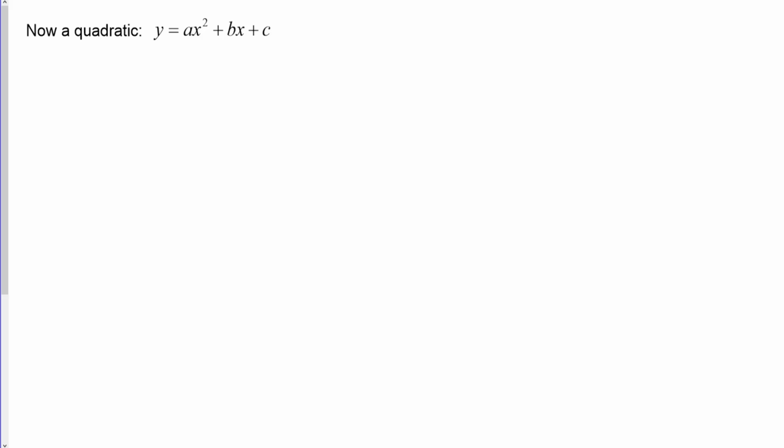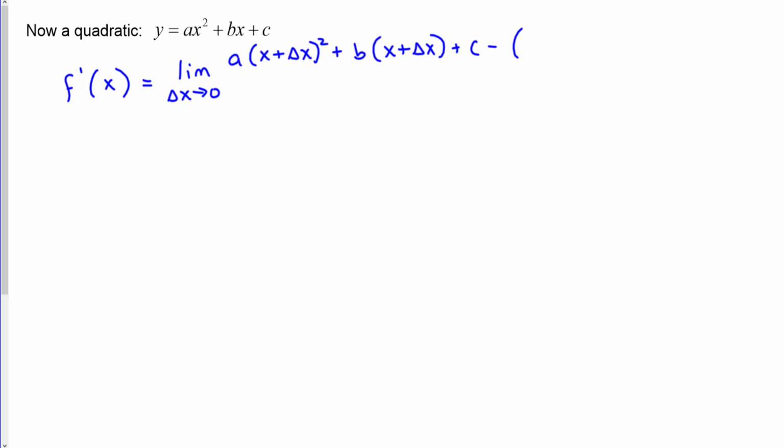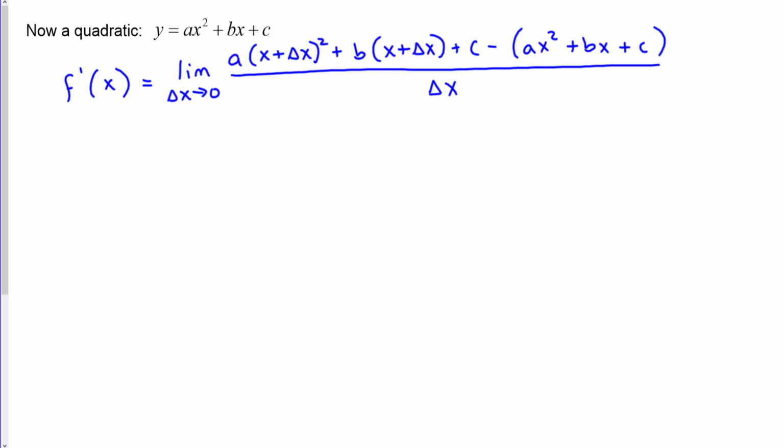Now let's take a look at a quadratic, and see what happens there. The derivative of a quadratic function f would be the limit as delta x goes to 0 of a times (x plus delta x) squared plus b times (x plus delta x) plus c, minus the original function ax squared plus bx plus c, all over delta x. As you can see here, the higher degree we have, the more complex this operation is going to get. But it isn't too bad with a quadratic, so let's get started.